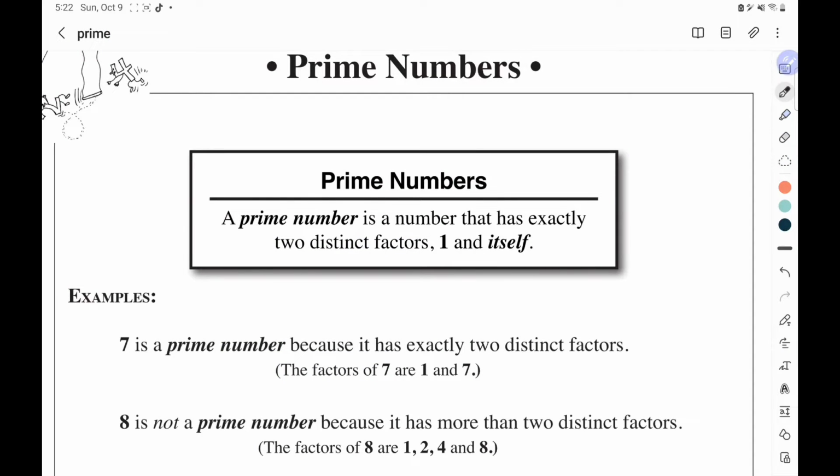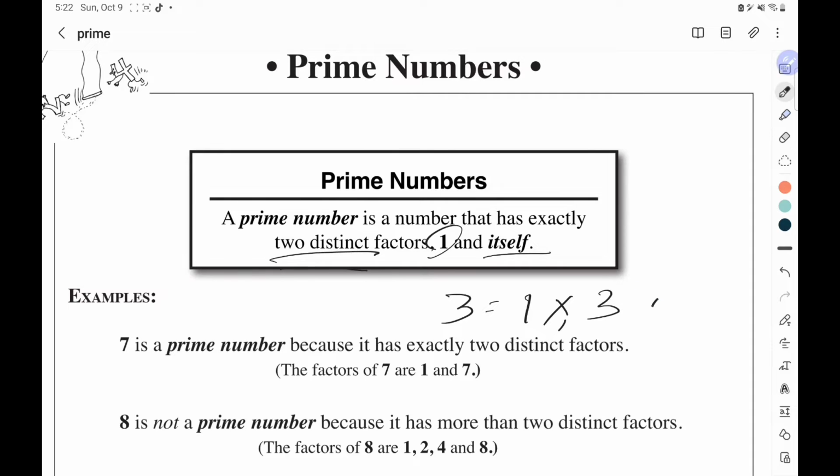Today we will be discussing prime numbers. A prime number is a number that has exactly two distinct factors, which are one and itself. For example, 3. The only factors of 3 are 1 and 3, because 1 times 3 is equal to 3. Can you think of any other combination of numbers that you can multiply and the answer will be 3? There isn't, right? Because 3 has only two factors, 1 and the number 3 itself.